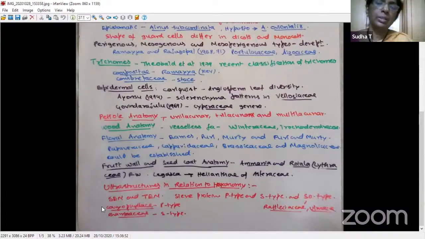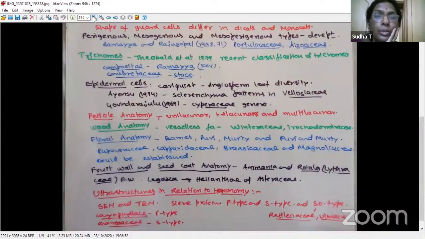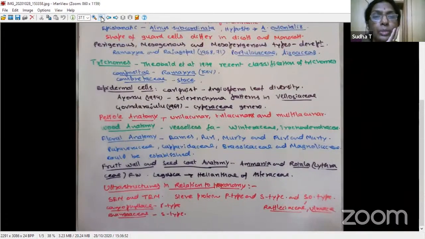Then there are the sieve proteins, which is the latest thing. P-type and S-type proteins have been seen in the sieve tubes. Based on that they could identify relationships more specifically, not just with anatomical features but at the ultrastructure level. So this is about the use of anatomy. I'm just concluding with this.